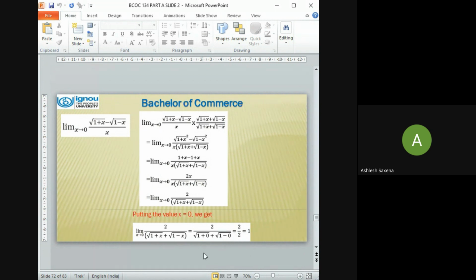So this is what we have to keep in mind while solving the problems of limits. It should not be in the form of 0 by 0. If anywhere you find that, change the form either by rationalizing or by factorizing.